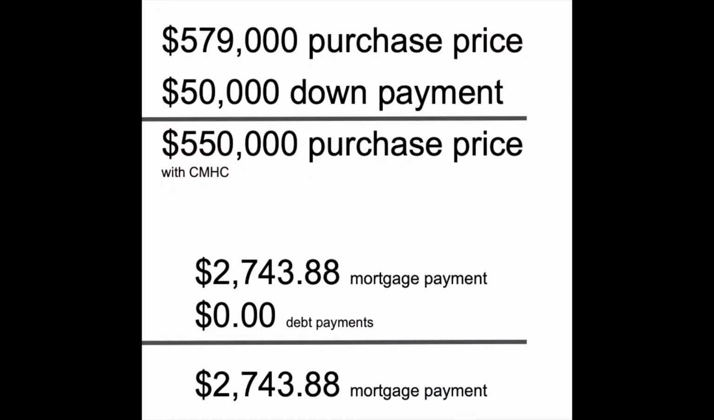Now, let's take a look at what you would qualify if you had no debt. So if you had no debt, and we're still looking at the same scenario, same income, we're looking at a purchase price of $579,000. Now with $50,000 down payment, that's a $550,000 mortgage with the CMHC insurance. So your monthly payment now will be $2,743.88. Yes, that is a higher payment. However, now you're also getting a higher mortgage amount, a higher purchase price, and you have no debt.